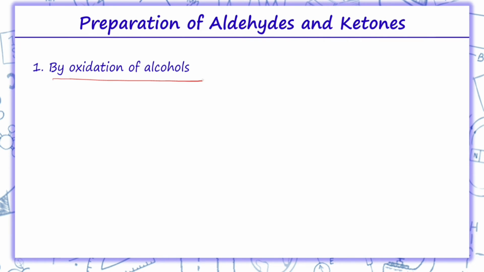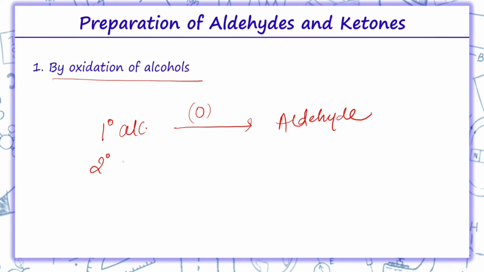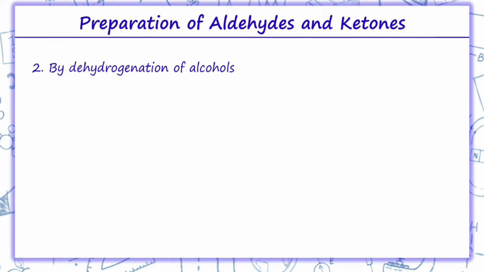So, first is by oxidation of alcohols. Primary alcohol on oxidation will give aldehyde, whereas secondary alcohol on oxidation gives ketones. So, this is the combined reaction of their preparation. First, primary alcohols on oxidation give aldehydes, secondary alcohols on oxidation give ketones.